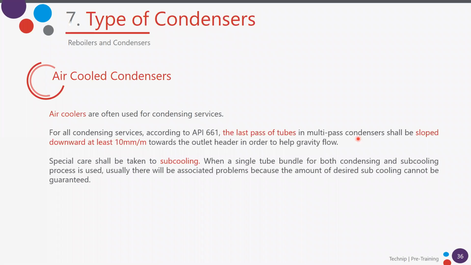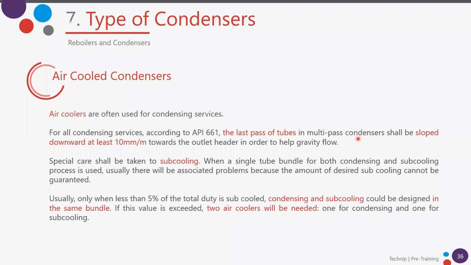We have to take special care for subcooling. When a single tube bundle for both condensing and subcooling process is used, usually there will be associated problems because the amount of desired subcooling cannot be guaranteed.